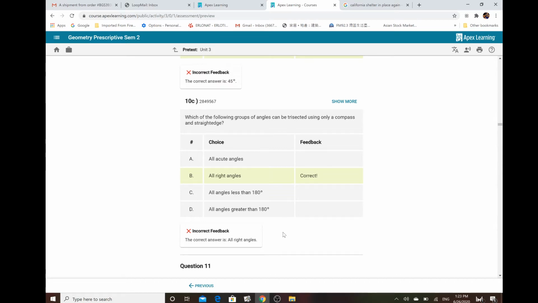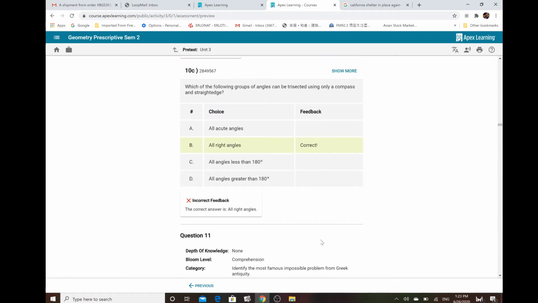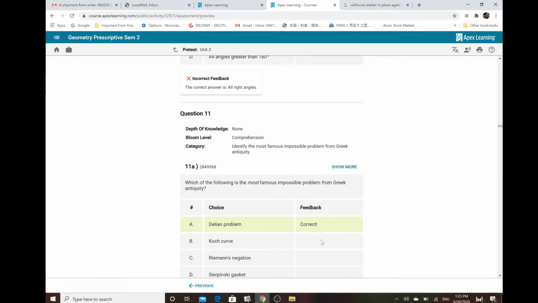So the next one, which of the following group of angles can be trisected using only a compass and a straight edge? All right angles. So you divide 90 degrees, then that'll be 30, 30, and 30.